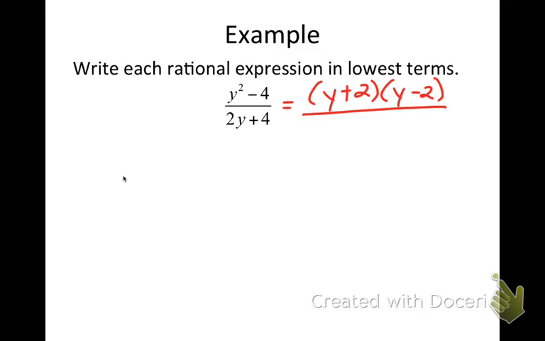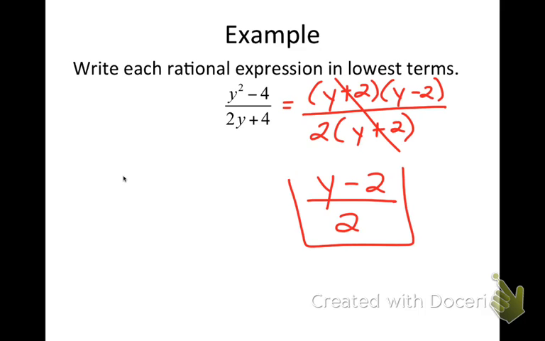What about that bottom one? Yeah, I like that idea. GCF 2, so then I'm left with y plus 2. What can we strike out? Y plus 2. So my lowest terms are going to be y minus 2 all over 2. Which is all real numbers. That would be an all real numbers scenario in the simpler form.